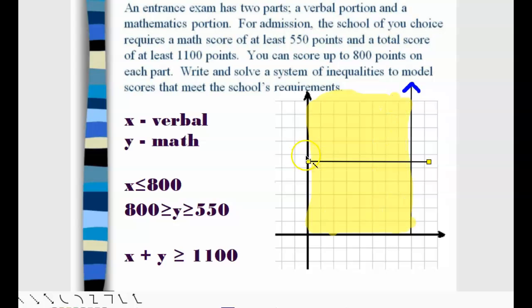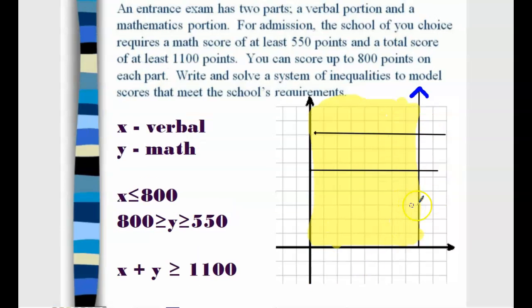And then up to 800. So 6, 7, 8. So my y values have to be greater than 550, but less than 800. So that is this overlapping region right here. And once we have the bound, I know my x's can't go beyond it. So I'm just going to live in that rectangular region there.